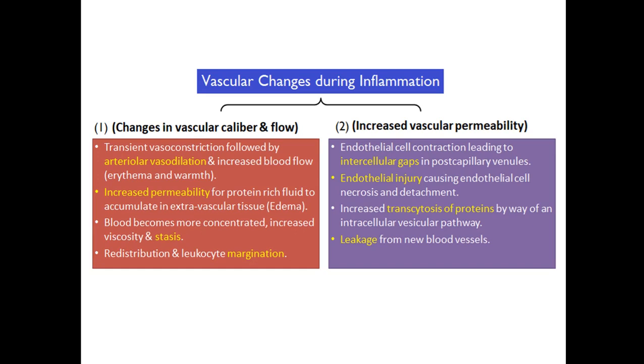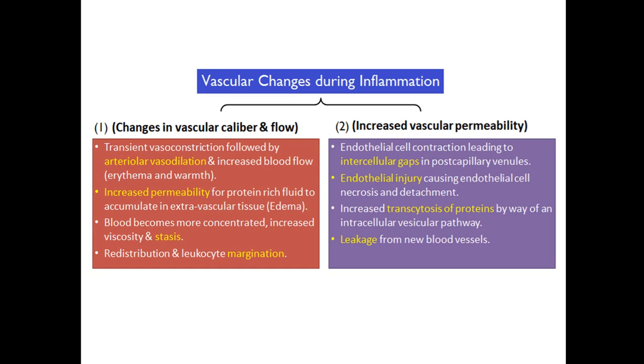The second thing that happens is the increased permeability, and due to increased permeability, when the blood vessels become more porous and permeable, the protein-rich fluid accumulates in the extravascular tissue and develops into edema that we call the exudate. Now what happens is that when the fluid leaves, the blood becomes more concentrated and more hyperviscous.